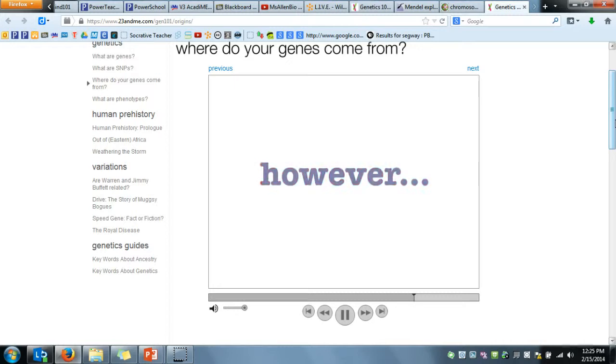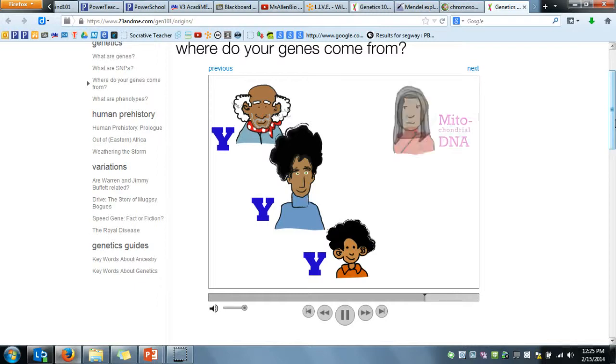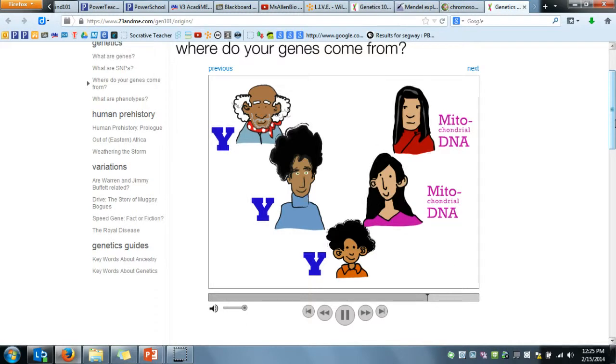However, most of the Y chromosome is handed down from father to son, entirely intact. Likewise, in humans, DNA in the mitochondria is passed on only from mother to child. For this reason, ancestry along your father's line or your mother's line is easier to trace using the Y chromosome or mitochondrial DNA.